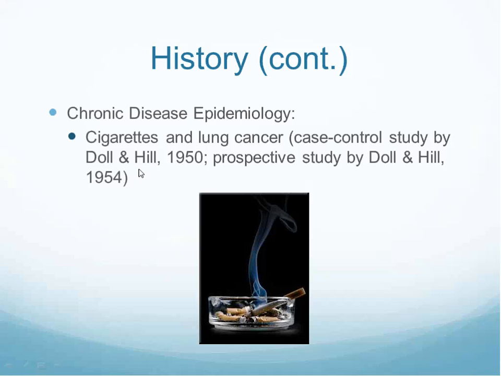So that was sort of a turning point, looking at more of the chronic diseases, and that's where a lot of the development in epidemiology in the past century has focused: chronic diseases such as cancers and other things. I'll talk about pregnancy and birth outcomes, and other diseases and disorders.